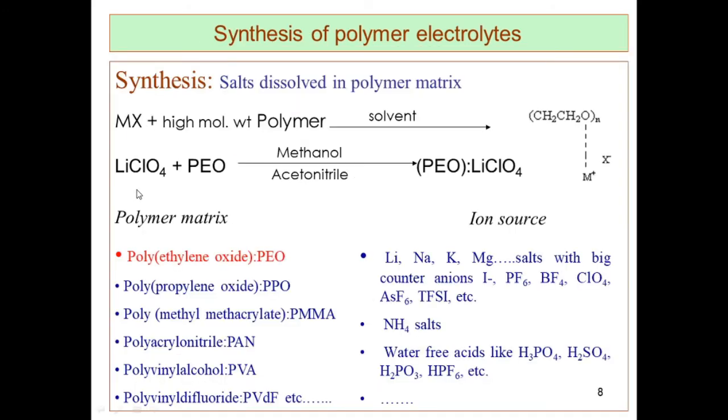This is the synthesis route of some polymer electrolytes. This is the matrix: lithium salt plus high molecular weight polymer. This is the solvent. This is an example of polyethylene oxide. We can say the cation of the salt interacts weakly with the electronegative atom of the polymer backbone, and the anion is free to move. These are the different polymer matrices. This is the ion source.